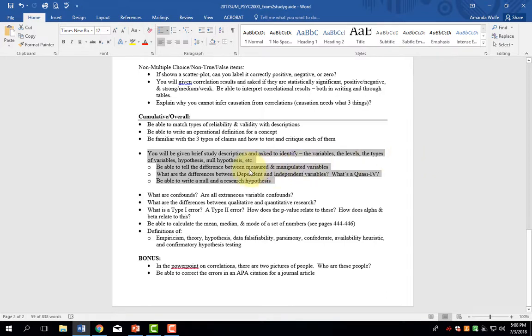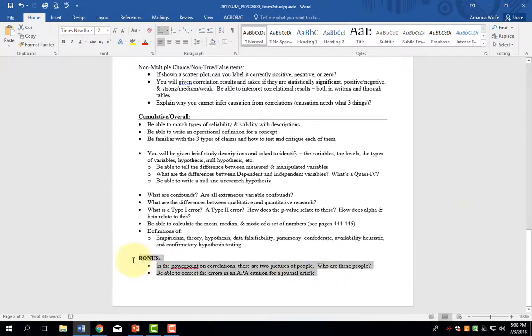At this point, not only should you be able to tell me the difference between a measured or manipulated variable, and particularly which one of those are dependent or independent, but you're also going to need to be able to write a null and a research hypothesis. We talked about that in Unit 1 as well, so again, just make sure that you revisit that. I will also be reviewing the confounds and extraneous variables, as well as the differences between qualitative and quantitative, type 1 and type 2 errors, and how to calculate your mean, medians, and modes. I also have a few more definitions on here, and that's the whole of the cumulative area.